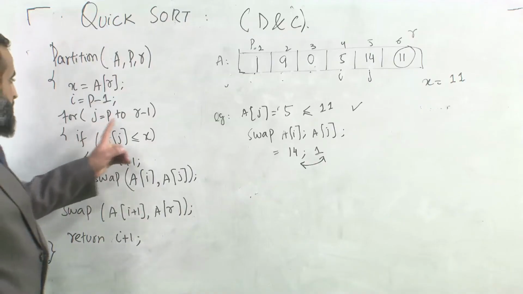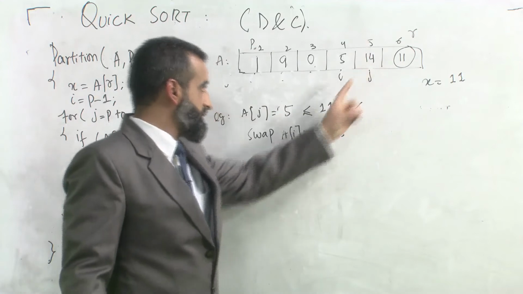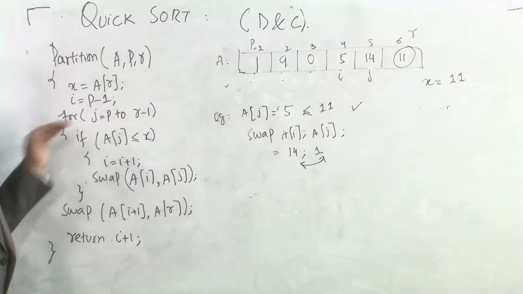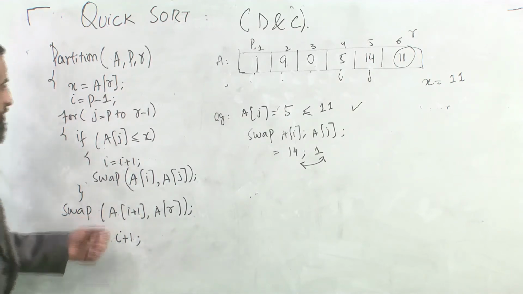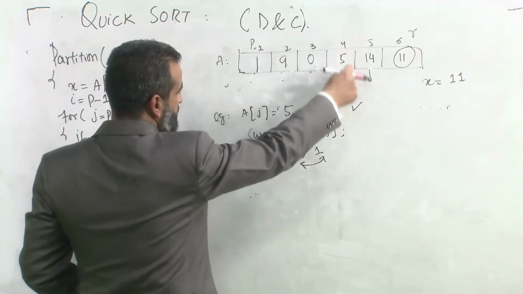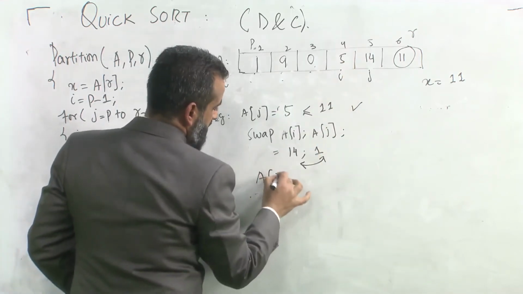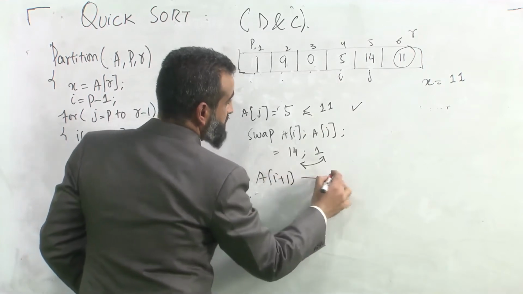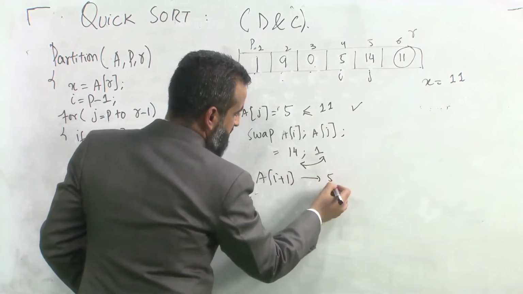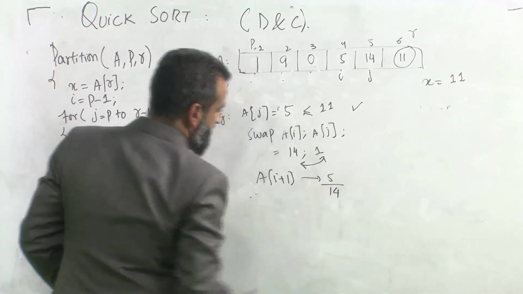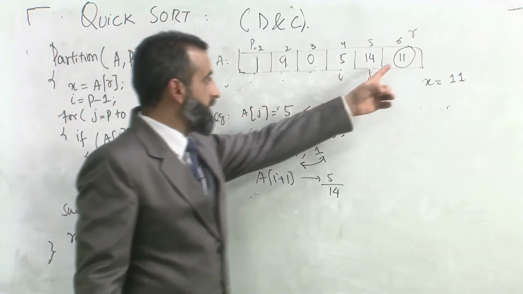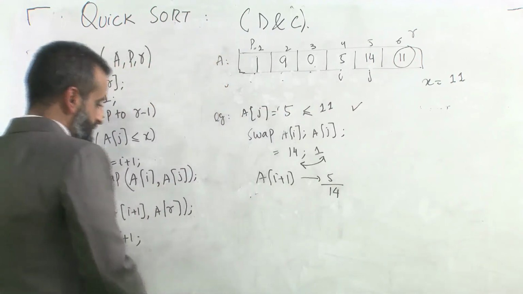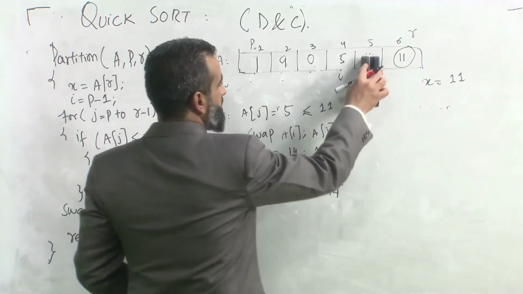Once J reaches this point of R minus 1, which is 5 in this case, we exit this loop, because we are done with the loop. We have exhausted all possible elements. Once we come out of this loop, we have to exchange A of I plus 1. Now A of I is pointing towards location 4, so A of I plus 1 will be pointing towards location 5. This location contains the value 14. We'll make the necessary swap between A of I plus 1 and A of R. A of R is my 11, the pivot element. So I will make a swap here.